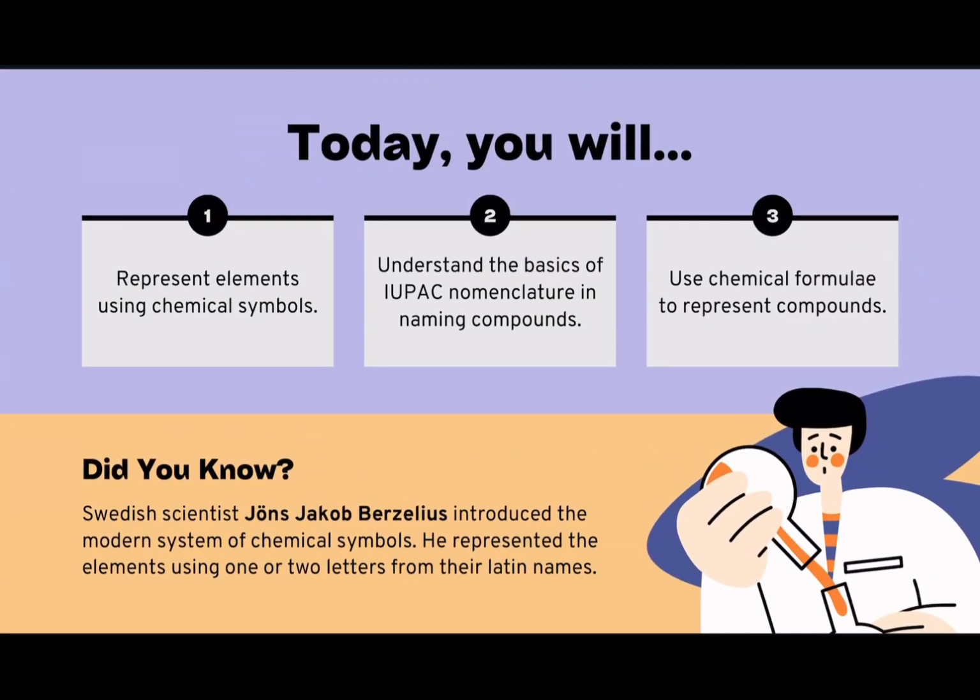Today you will represent elements using chemical symbols, understand the basics of IUPAC nomenclature in naming compounds, and use chemical formulas to represent compounds. Did you know Swedish scientist Jöns Jacob Berzelius introduced the modern system of chemical symbols? He represented the elements using one or two letters from their Latin names.